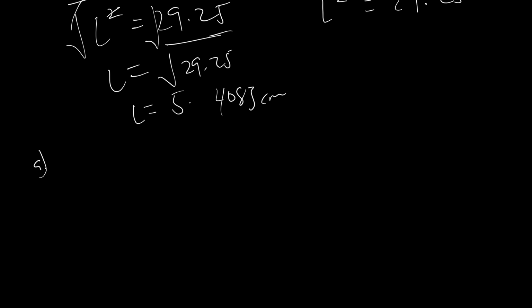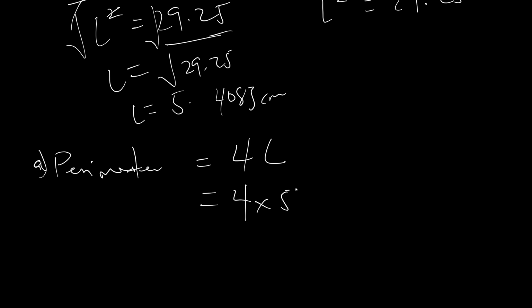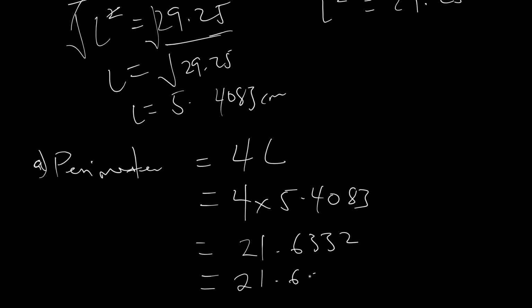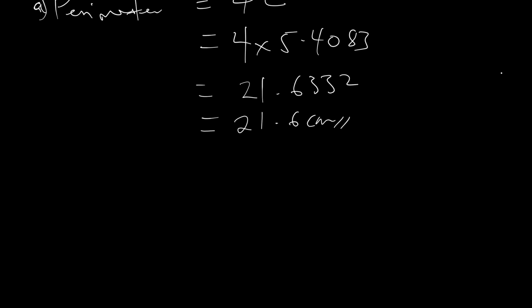Now we know that the perimeter of a rhombus is equal to 4 times the length of each side. So the perimeter is equal to 4 times the length. So this is equal to 4 times 5.4083. And this is equal to 21.6332. Now corrected to 3 significant figures, our perimeter will be equal to 21.6 centimeters.